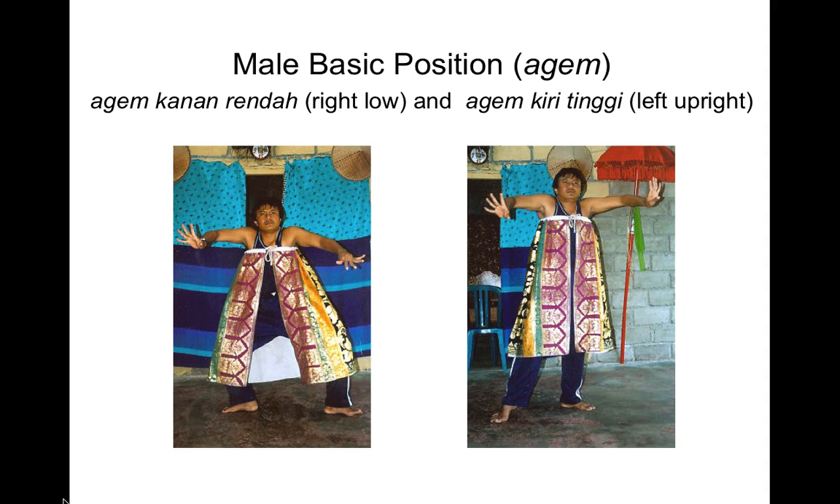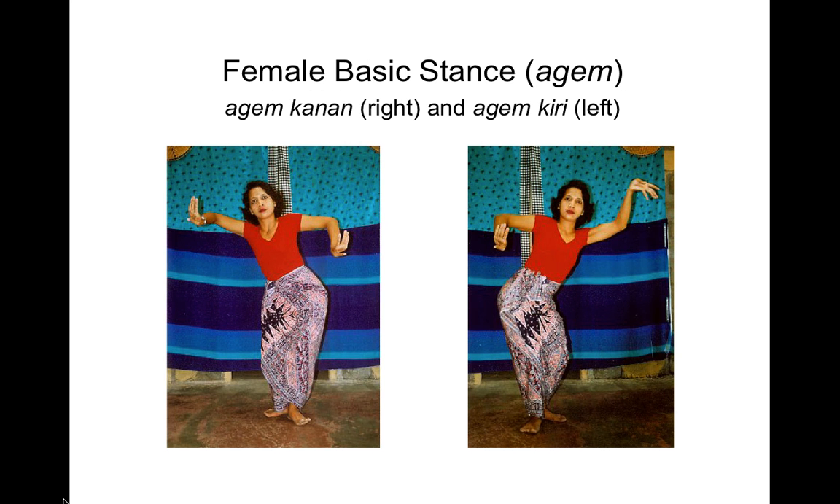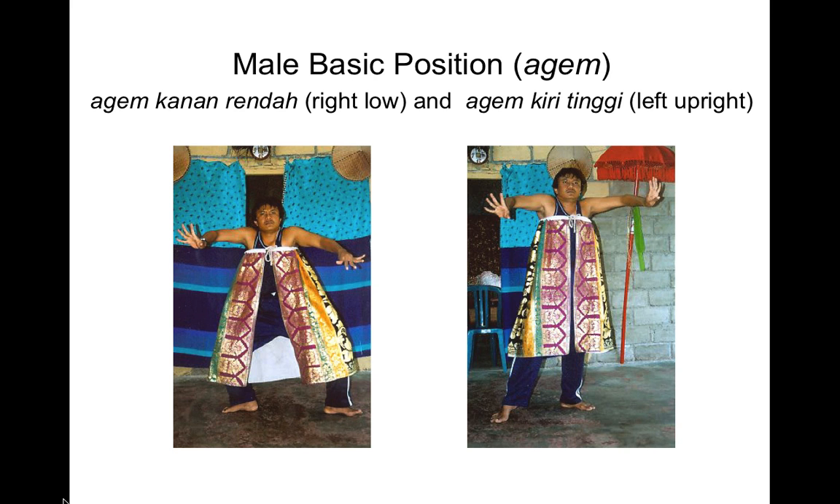For strong and unrefined male roles, the keras performance styles, everything is much bigger when it comes to the agam. The arms cut through more space and the shoulders are lifted higher, closer towards the ears. Whereas in the female agam, we go back, the feet are positioned close together. You can see that on the screen. If we look at the male agam, the feet are positioned wide apart. Particularly in the rendah, the low agam, they're positioned much wider apart, and the knees are also positioned wide apart in that picture.